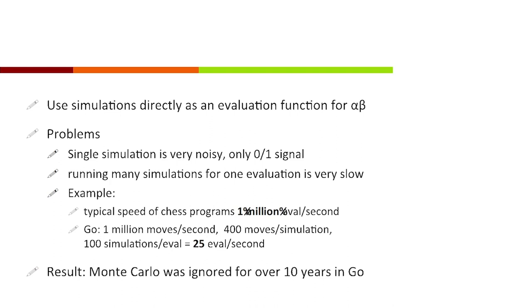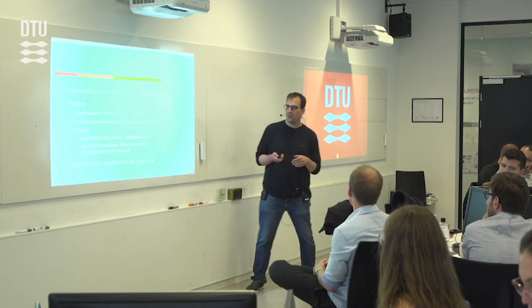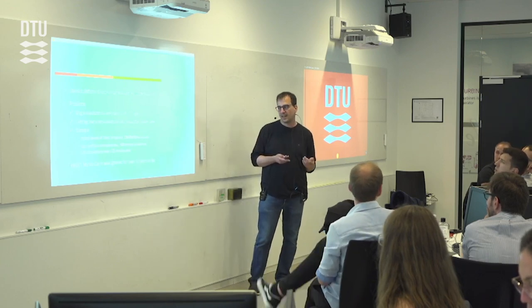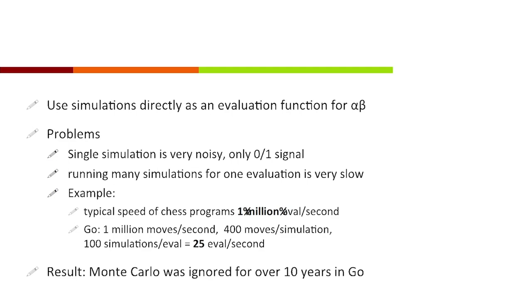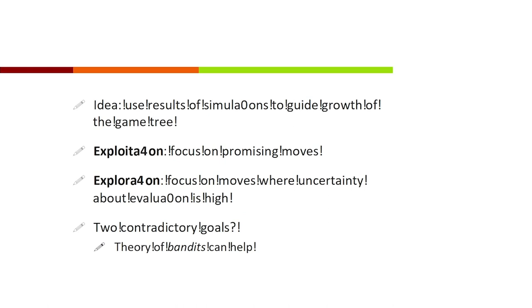Okay. All right. And then basically we use simulation directly, and the issue is that simulations are noisy, so you need to run many simulations and average. Under those conditions, if you can do 1 million moves per second, which is not a small number, you can only do 25 evals per second, which is not a lot. That was why Monte Carlo was ignored, because it didn't scale well. Even with multiple CPUs, it's hard to make it reach a large number of evals.